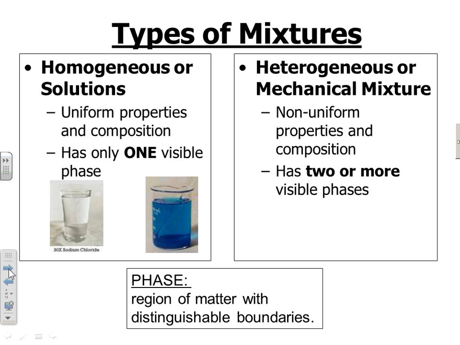So we've got a homogeneous or solution: uniform properties in composition, has only one visible phase. Heterogeneous or mechanical mixture: non-uniform properties in composition, has two or more visible phases. An example of a heterogeneous mixture: rocks and sand. Oil and water. Yep. Yeah, that's what I was going to put on the board here.